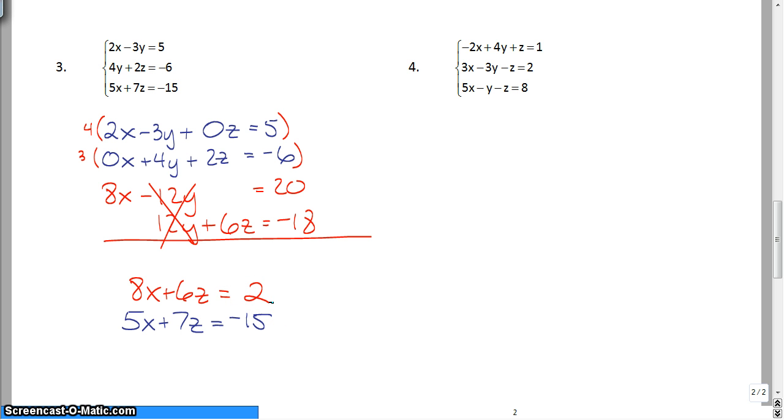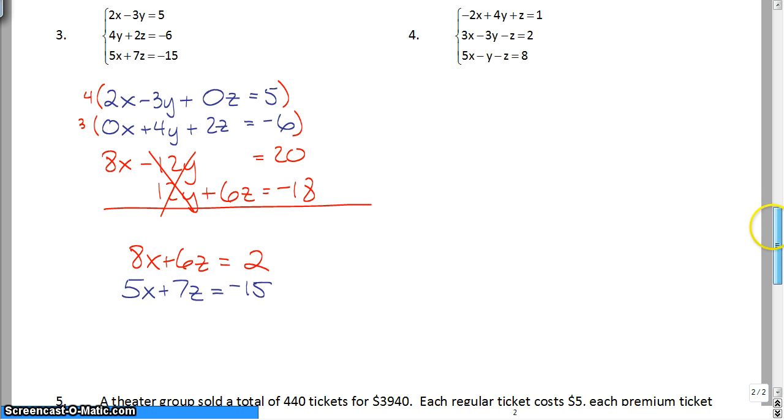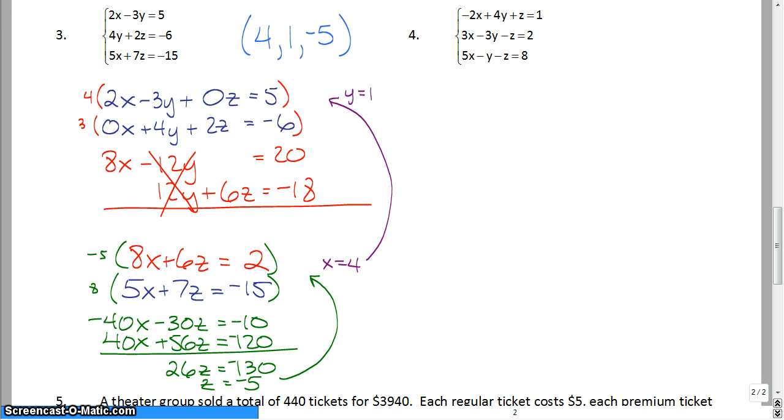And then from there, you just need to solve the system and take it all the way down until you get all 3 variables. Okay, so why don't you pause the video and try to do that on your own right now. So, did you get it?